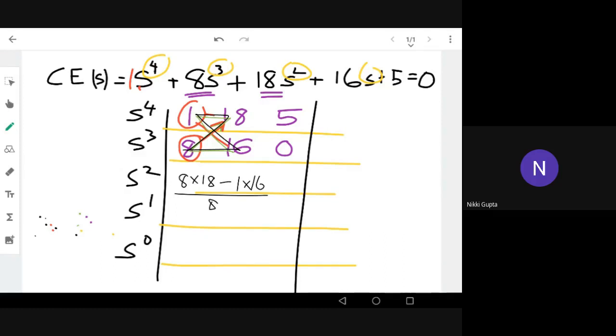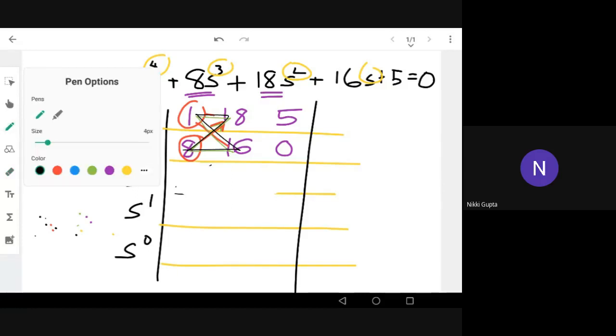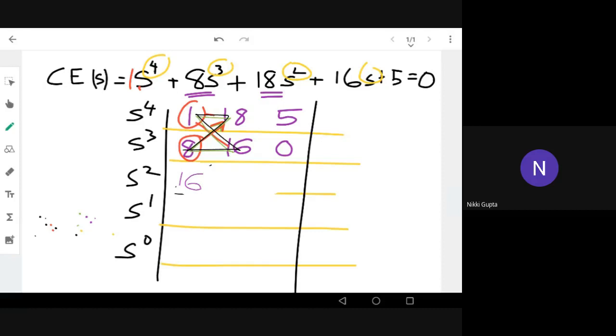8 into 18 minus 1 into 16 divided by 8. Here 8 is common, so I'll take 8 outside. Then you have 2 here, 2 here, right? 8 and 8 cancel. So 16 minus 18 minus 2, that's nothing but 16. So I'll replace this with the 16. So the first element is 16.